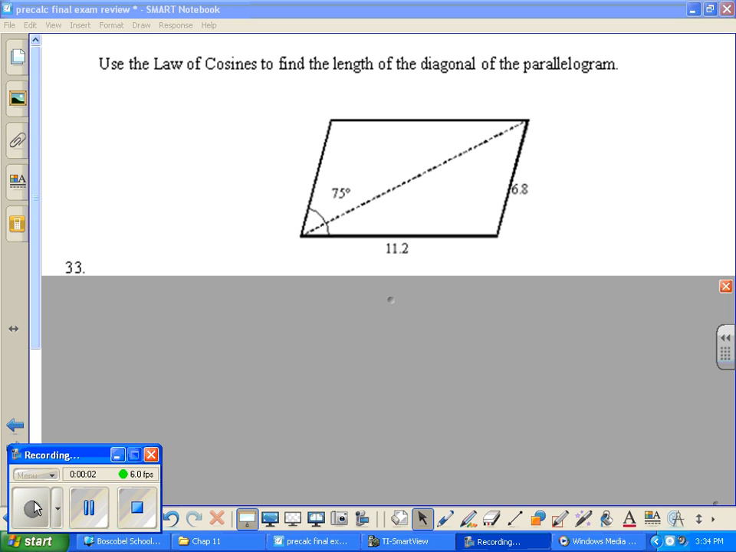Question number 33, pre-calc final exam review. Use the law of cosines to find the length of the diagonal of the parallelogram. Okay, well the nice thing is it gives us the law of cosines. It tells us to use that.